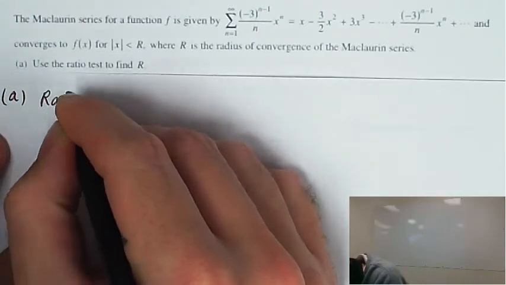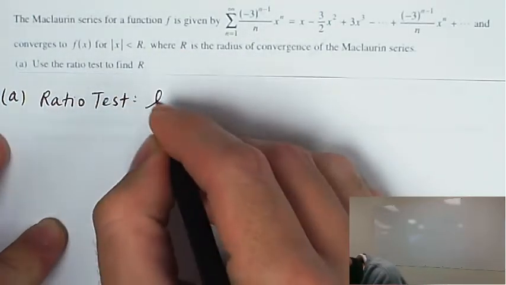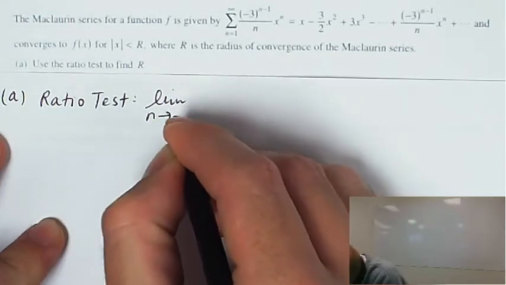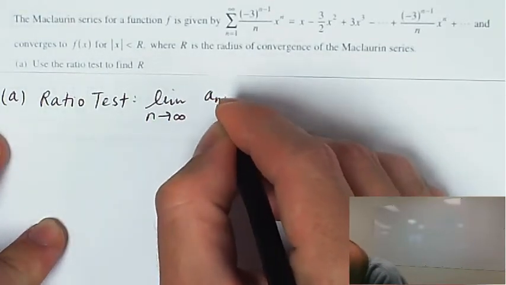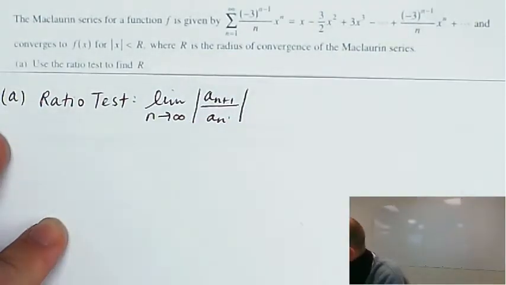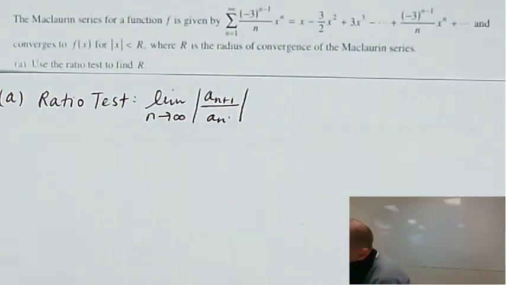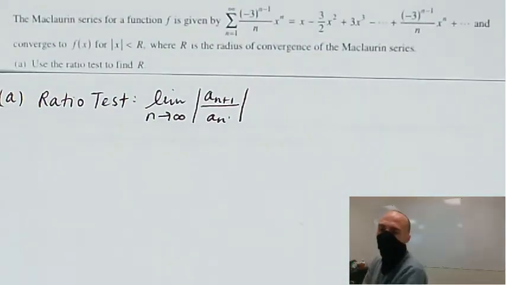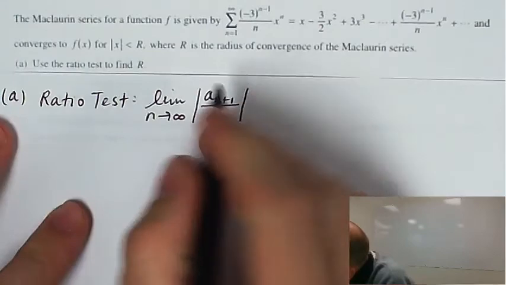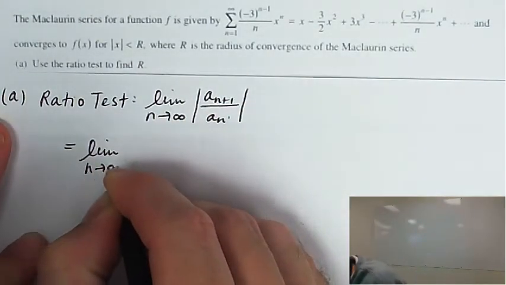I'm going to do the ratio test. I'm going to be considering the limit as n approaches infinity of the absolute value of the ratio of a_{n+1} to a_n. And I'm going to eventually be interested in where this is less than 1. Oh, wait, no, I just want the radius, so this will take less time. So this will be the limit as n approaches infinity.